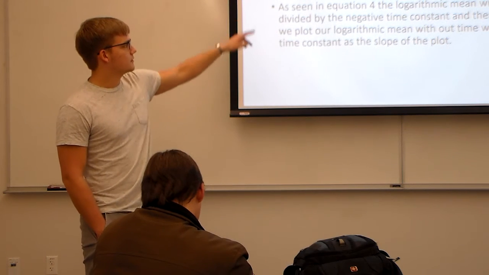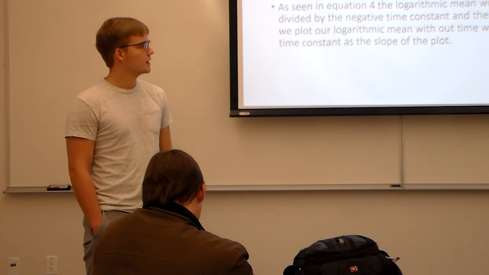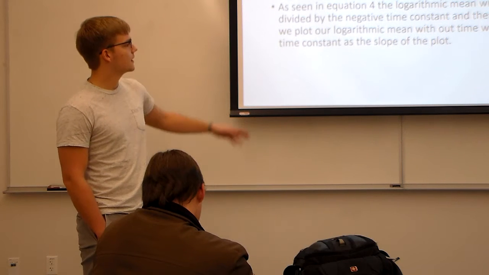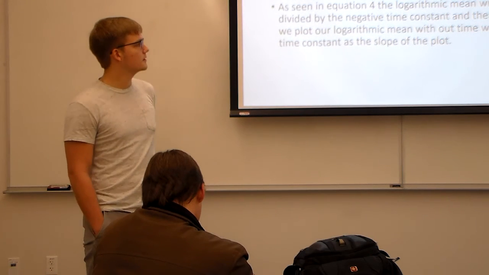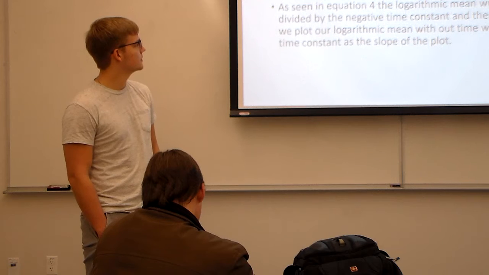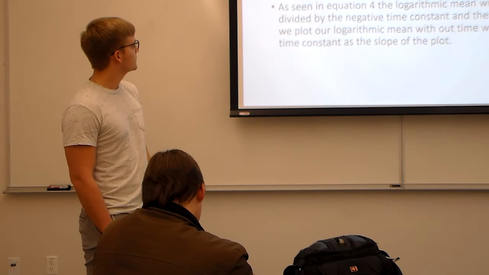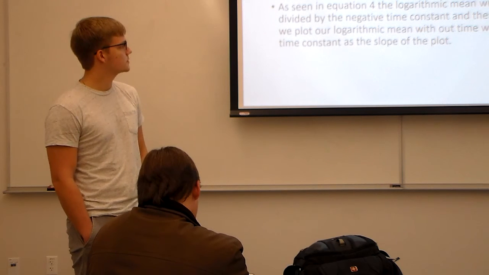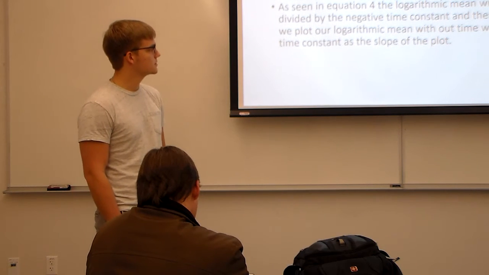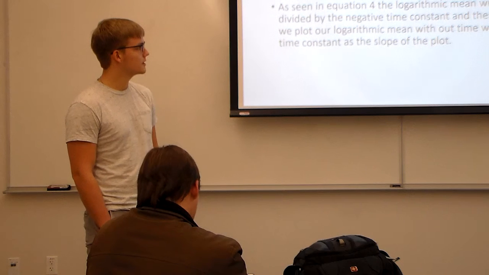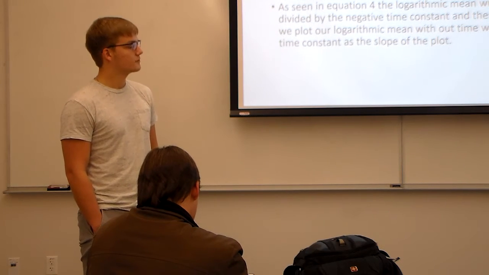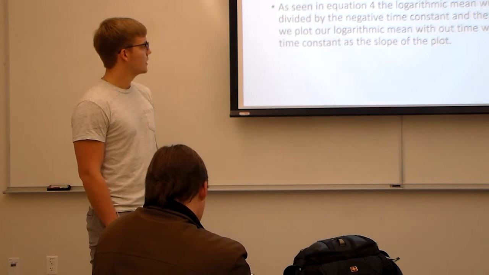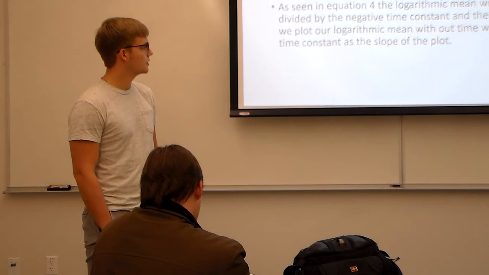The logarithmic mean is seen in equation number 4 from the lab manual. It's ln of (T minus T infinity) over (T naught minus T infinity). Within this experiment, we were asked to calculate the logarithmic mean, which is used, within a change in time, to calculate what the time constant should be based off of our starting temperature, the final temperature that we expect, and the measured temperature.